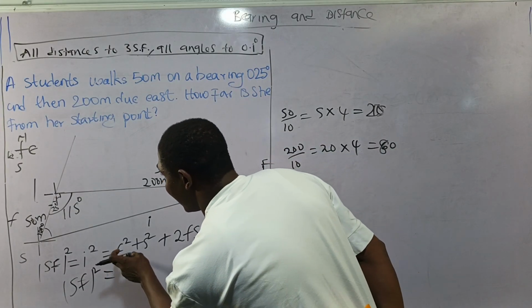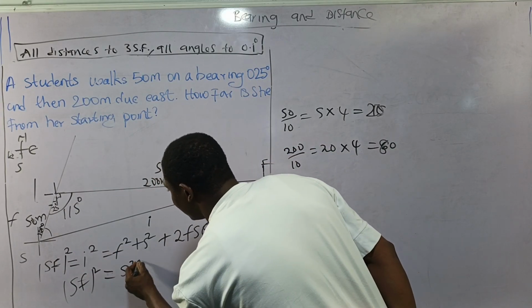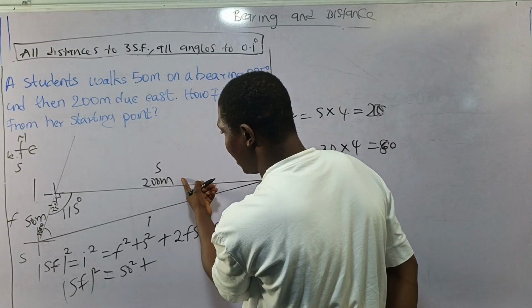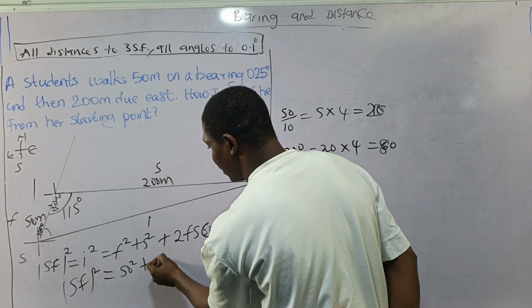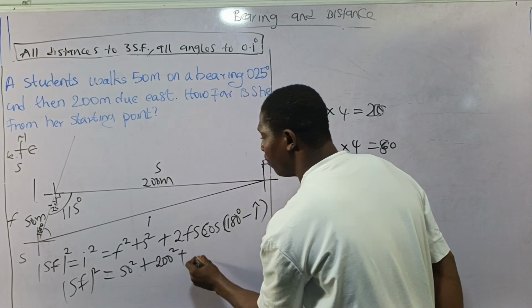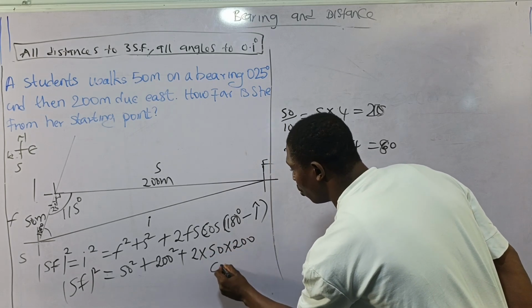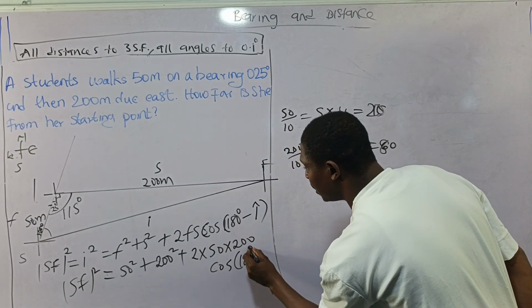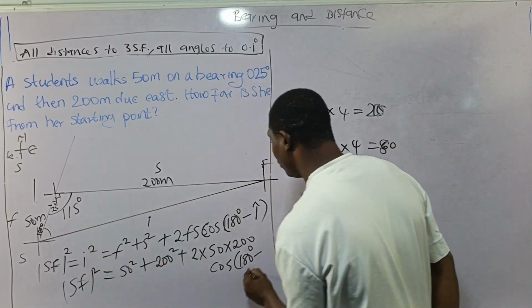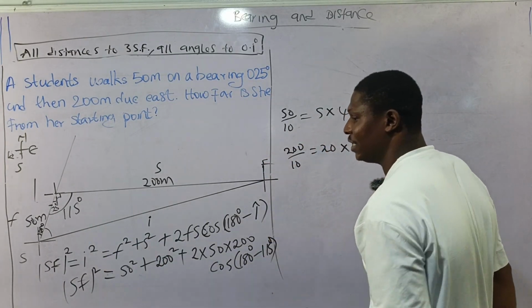Now I'll have it as my f is 50 meters, so I have 50 square. My s, small letter s, is 200 meter, which is 200 square, plus 2 times 50 times 200 cos open bracket 180 degree minus my angle I, which is 115 degree.